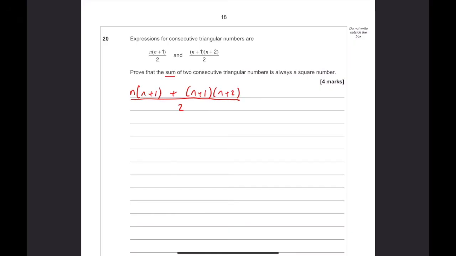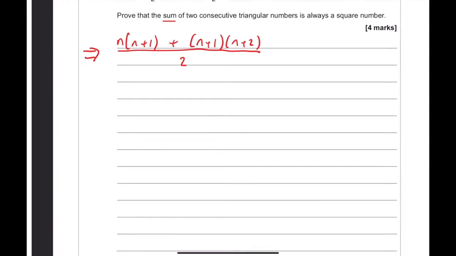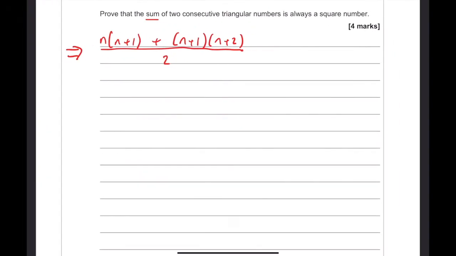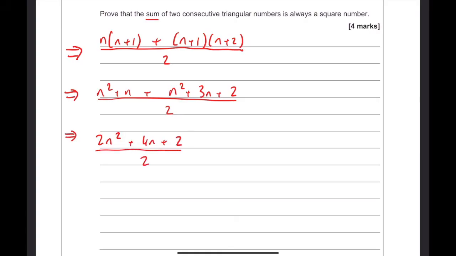And always think with these proofs, just what can I do next? Don't necessarily worry about the final goal just yet. The only thing we really can do here is just expand and simplify. So that's what we're going to do. n squared plus n, and n squared plus 3n plus 2, still all over 2. Now if we combine the top ones, simplify all the expressions, we have 2n squared plus 4n plus 2 over 2. And we can divide all of these by 2, so they become n squared plus 2n plus 1.